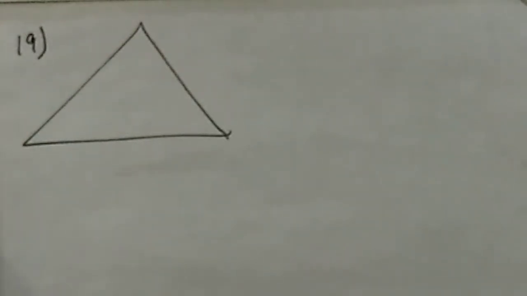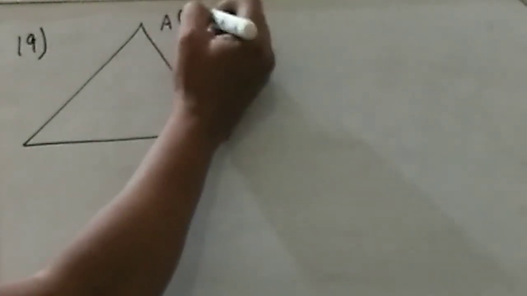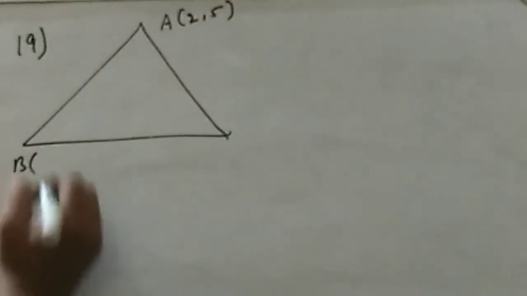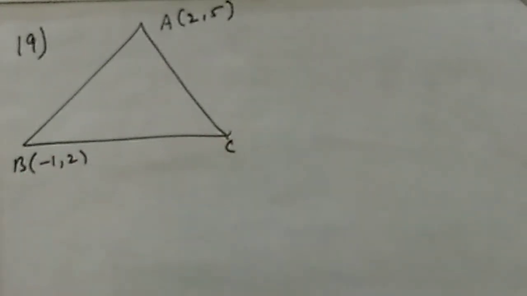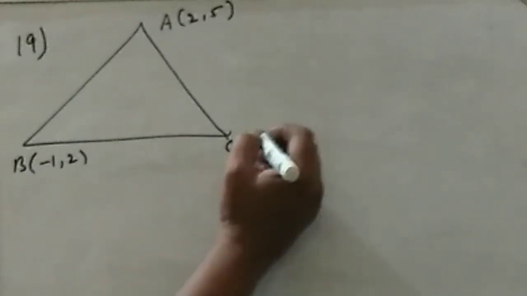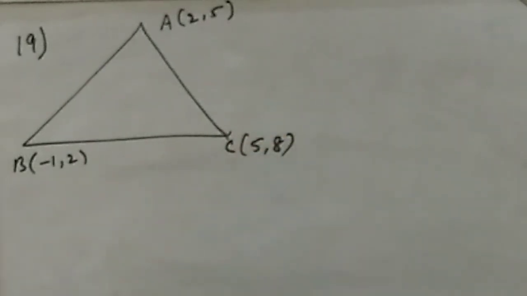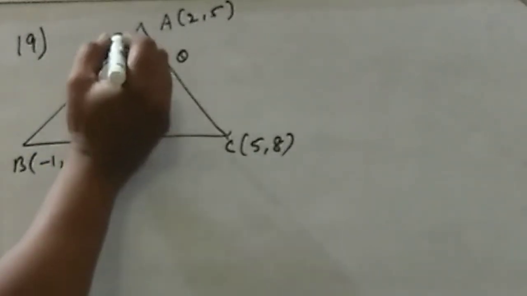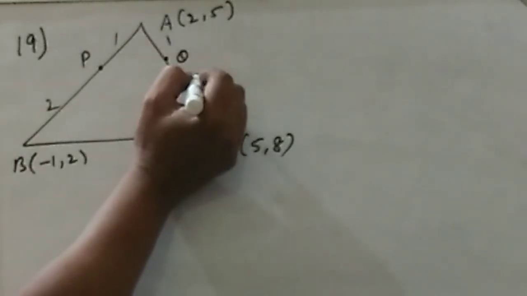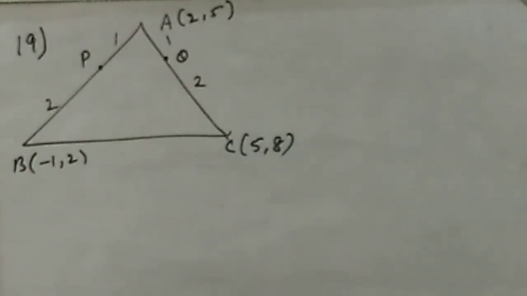Triangle is given. Okay, 19th question. Triangle A is (2, 5), B is (-1, 2), and C is given as (5, 8). Now P and Q are in the ratio 1:2 and 1:2, and we are asked to find the coordinates of P and Q.